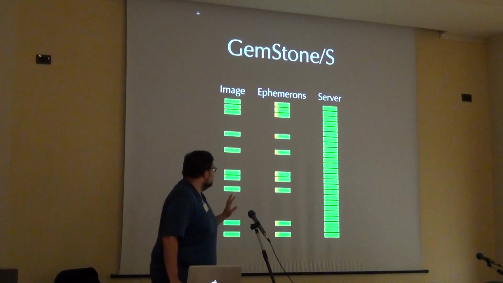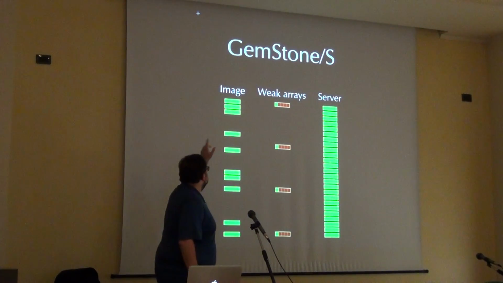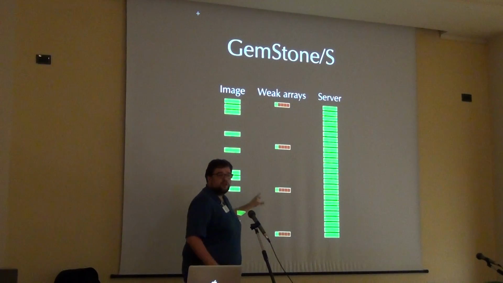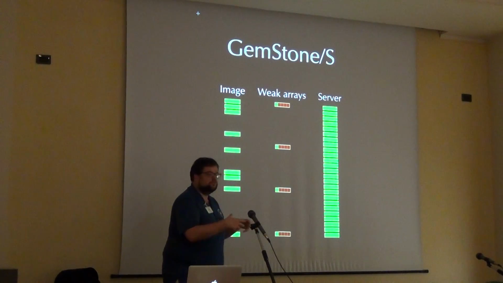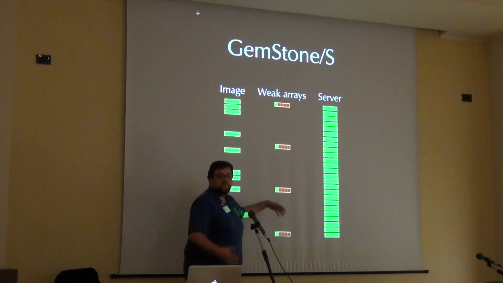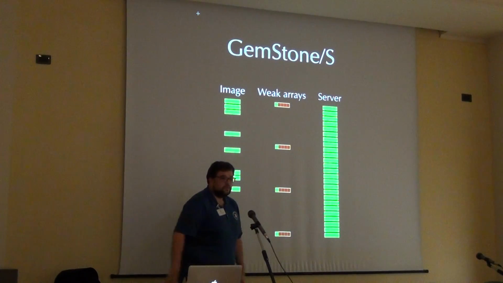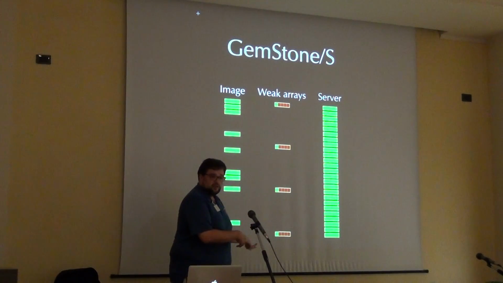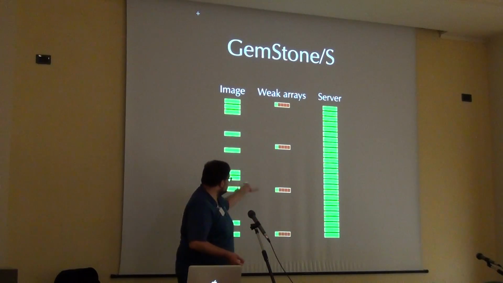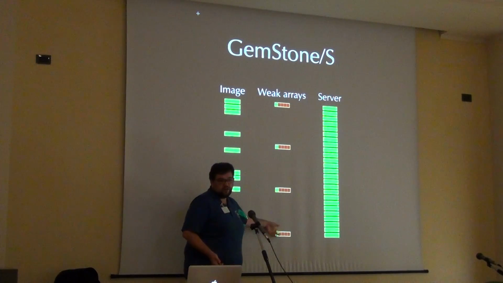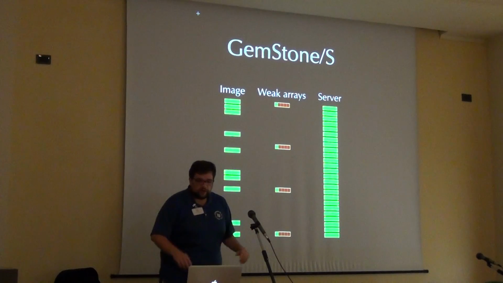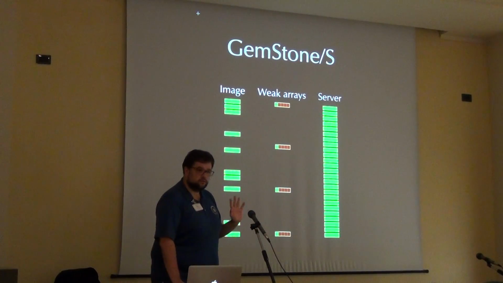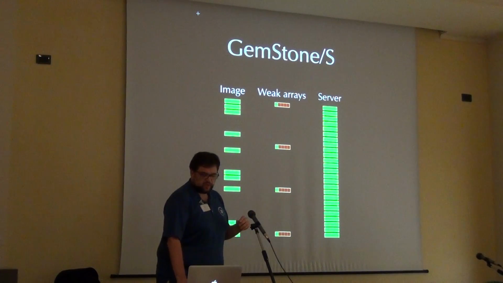So, therefore, GemStone/S uses weak arrays, in which case you can amortize the storage cost by making weak arrays different sizes, and you still get all the finalization behavior you want, and when finalization comes, you maybe need to mourn a few instead of mourning a lot. This is where the problems begin, because what happens with the management of weak arrays?